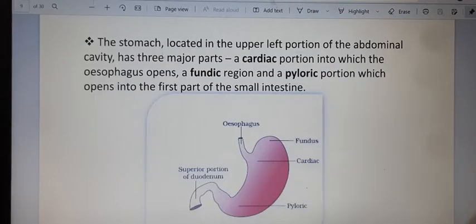Now the stomach is located into the upper left portion of the abdominal cavity. It has three major parts: a cardiac, this is the cardiac part, into which the esophagus opens; a fundic region, this is the place where the large amount of gas remains collected; and the pyloric portion, which opens into the first part of the small intestine. So this is the pyloric portion.